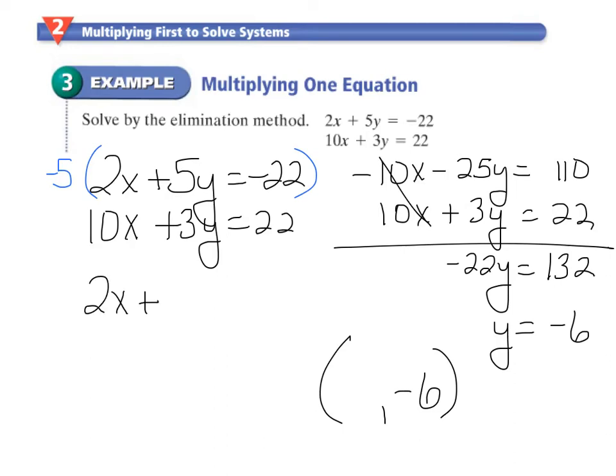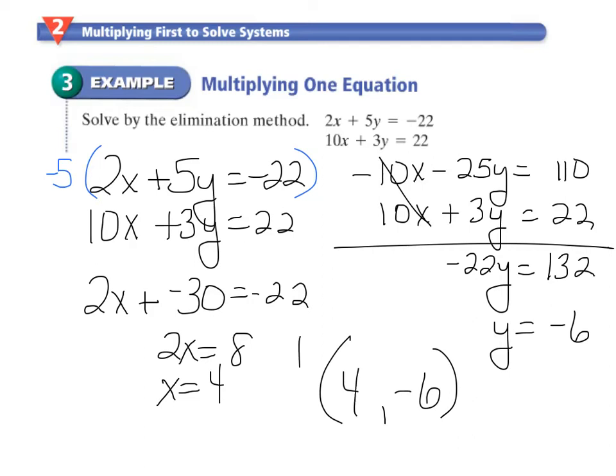So negative 6 times 5 is negative 30. Solve this. This is easy. 2x equals 8. X would equal 4. So my final answer is 4, negative 6.